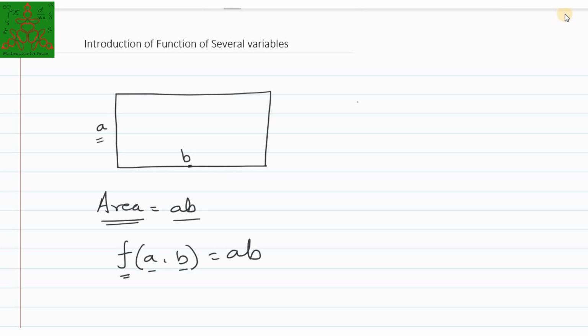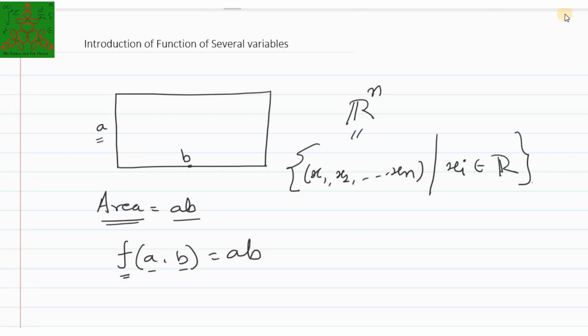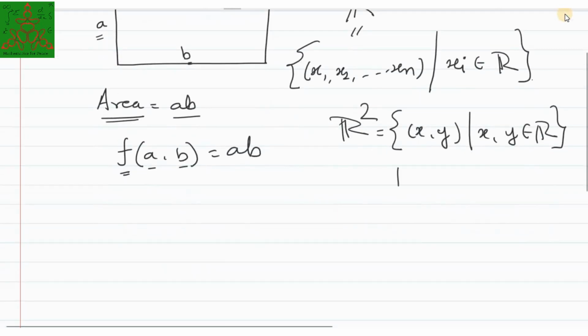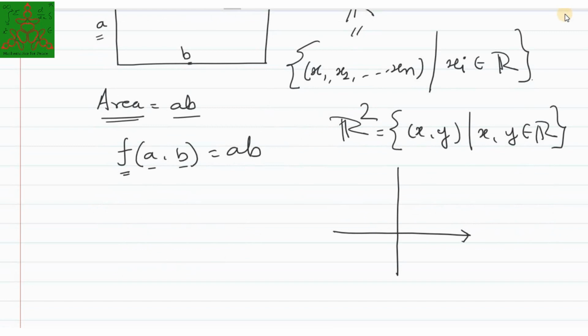Suppose I have a set R^n. Everybody probably knows what R^n is. R^n is the set of n-tuples of real numbers, that is (x1, x2, up to xn), where each xi belongs to R. For example, if you have R^2, then this is the ordered pair (x, y) where x and y belong to R, and you know that geometrically you can represent this two-dimensional space in xy coordinates.